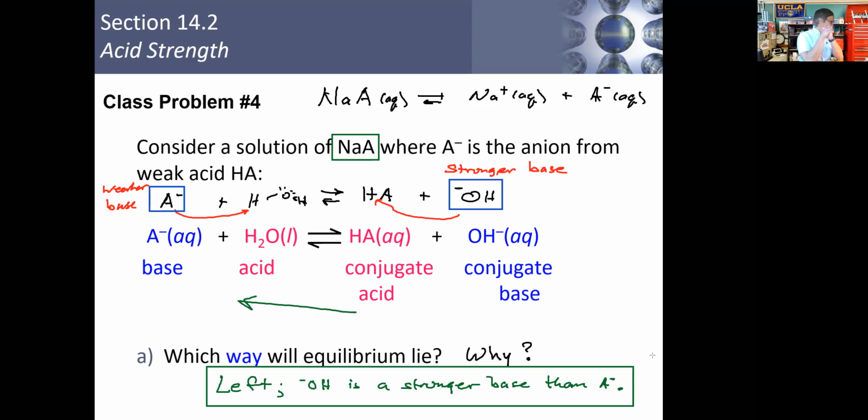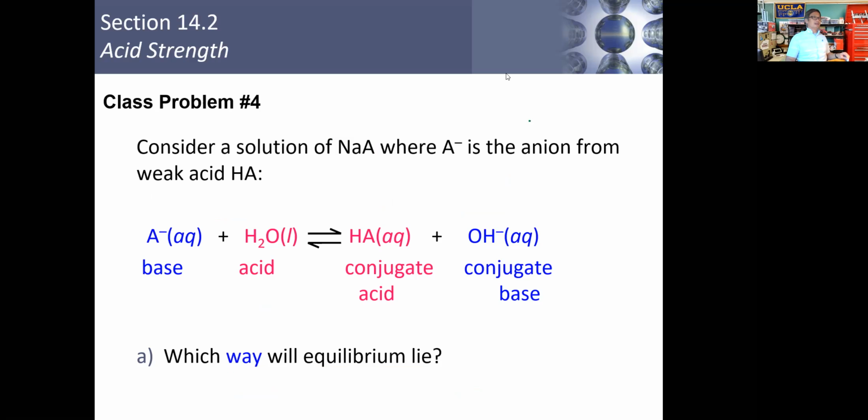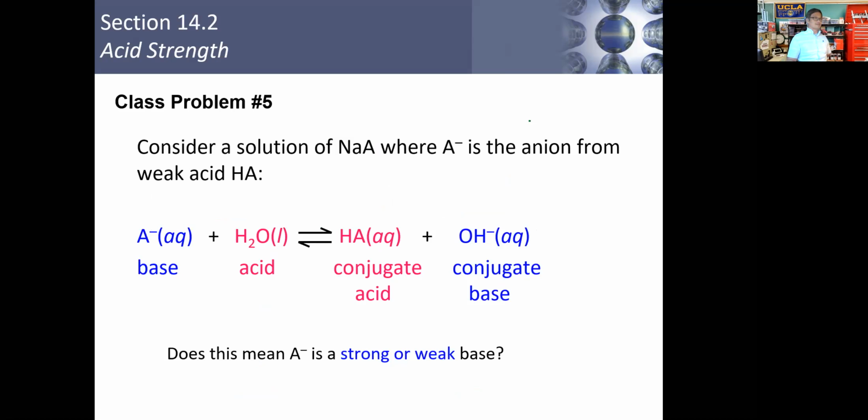I'm sorry, that means I answered number 5 for you as well. So let's take a look at number 5 really quickly. It asks, does that make A minus a strong base or weak base? We already saw that it's going to be a weak base. Whenever you see the hydroxide ion, that means wherever it came from, you have a strong base present. This may have come from sodium hydroxide or lithium hydroxide. Regardless, the hydroxide will always be the strongest of the bases.